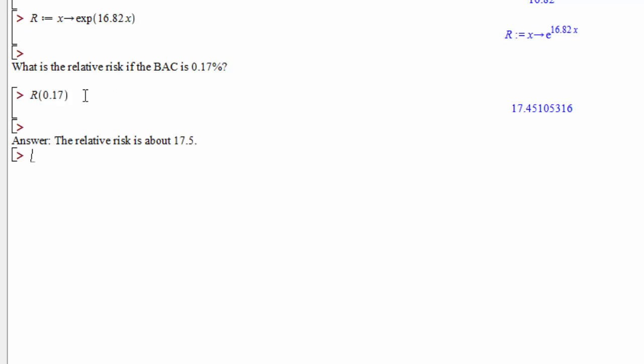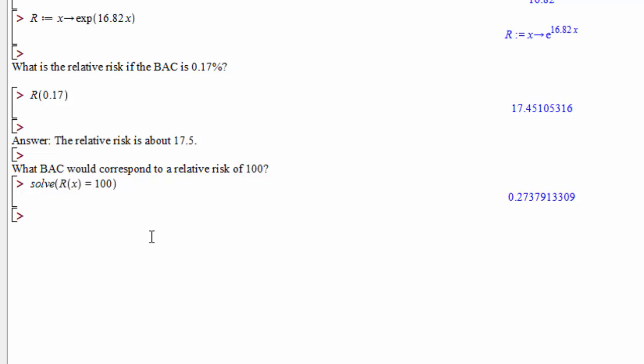We can also, of course, answer questions like the following. What blood alcohol content would correspond to a relative risk of 100? So at what blood alcohol content would a person be 100 times more likely to get in an accident? And of course, this is asking for the x value that would have an R of x value of 100. So that's done using the solve command, and we're solving for x. We're solving R of x is equal to 100.